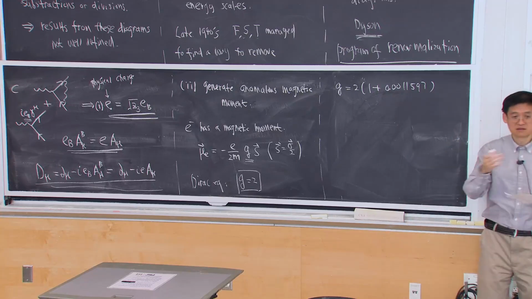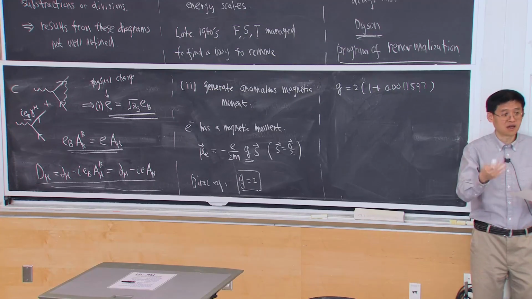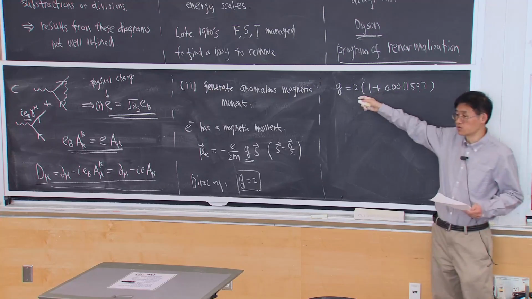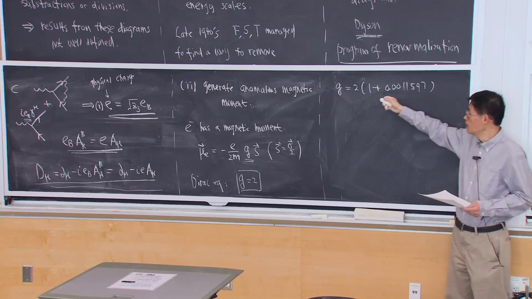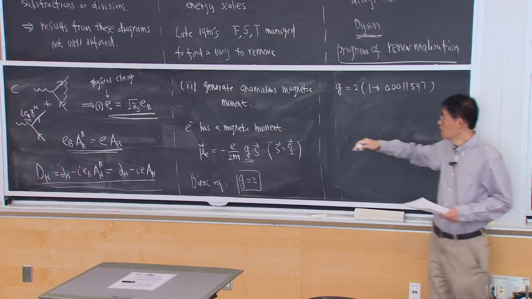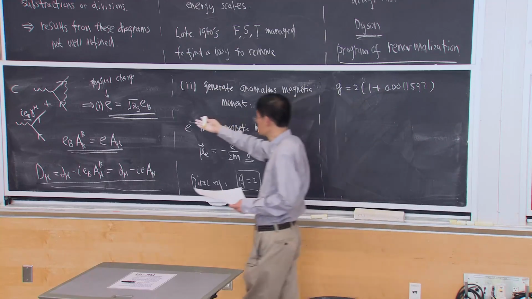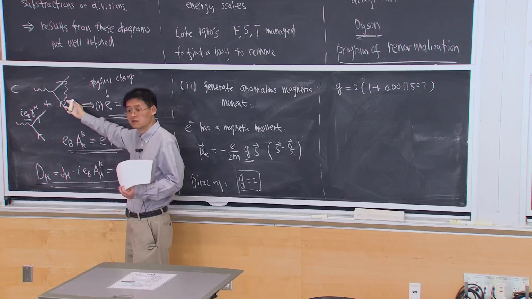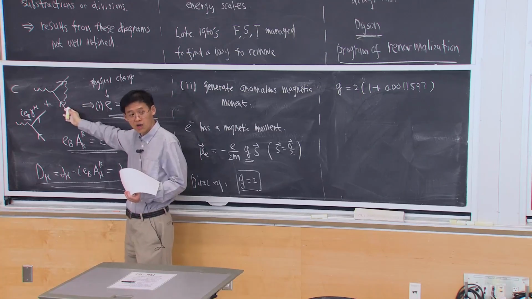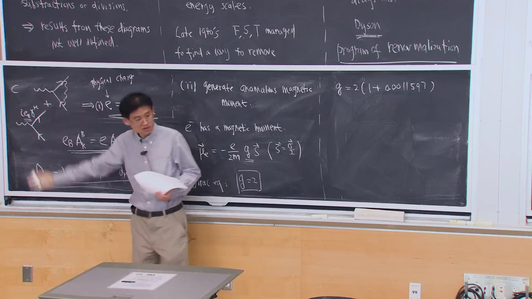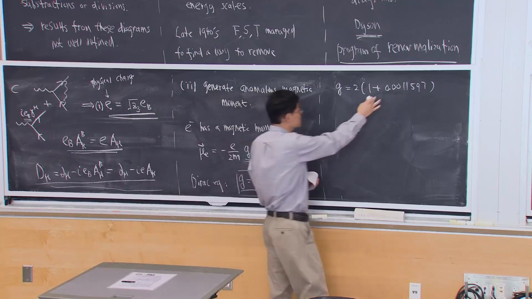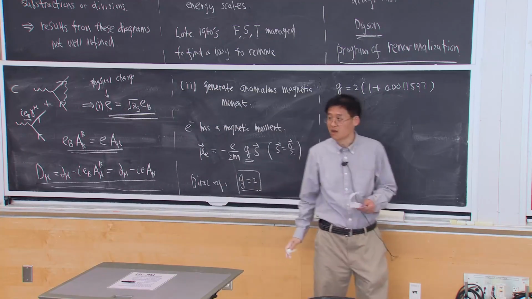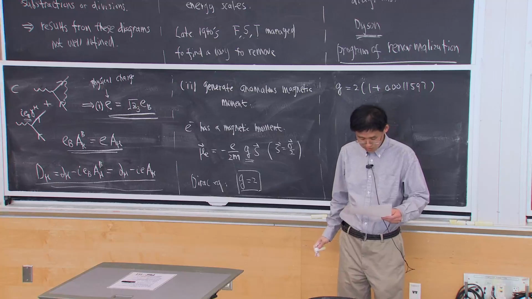So there was a big question at the time: how do you calculate this correction? That amounts to calculating this diagram. That's what Schwinger did. He calculated this diagram, managed to get rid of the divergence, and managed to reproduce these small corrections.